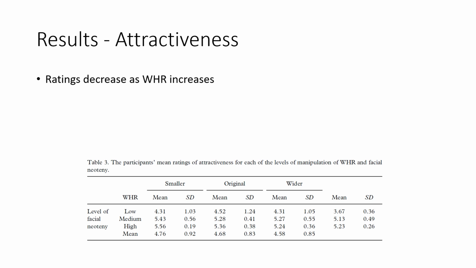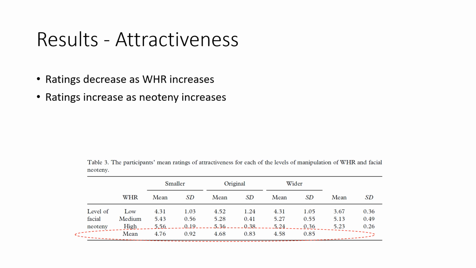So overall ratings of attractiveness. So ratings of attractiveness were lower when waist to hip ratios were higher. We can see that here. So here is the smaller waist to hip ratio, the wider waist to hip ratio. We can see that the ratings are a bit higher for attractiveness when there is a smaller waist to hip ratio than when there is a wider waist to hip ratio.